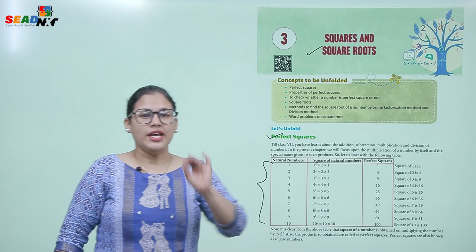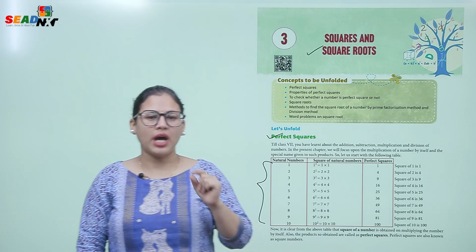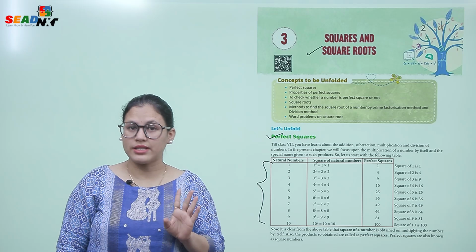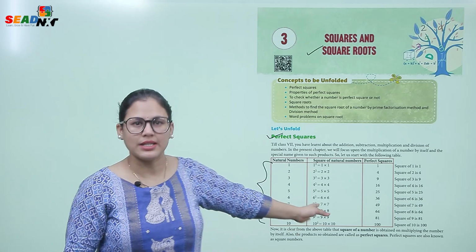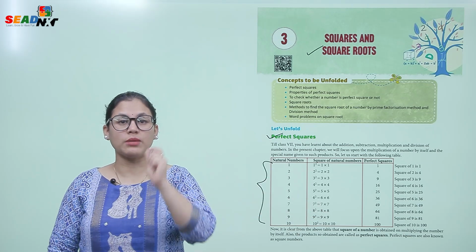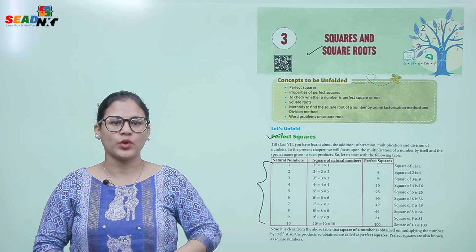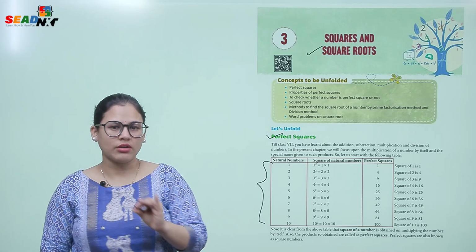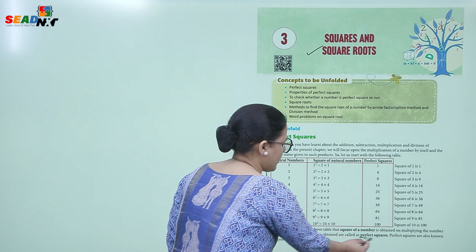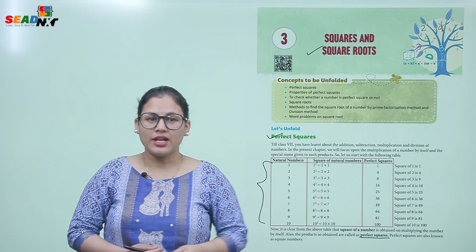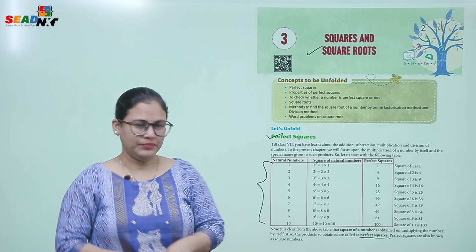Now it is clear from the above table that the square of a number is obtained on multiplying the number by itself. इस टेबल से आप अंदाजा लगा सकते हैं, ऑब्जर्व कर सकते हैं कि सेम नंबर को सेम नंबर से मल्टीप्लाई करेंगे तो उसका स्क्वायर निकलेगा, उस नंबर का स्क्वायर. Also, the products obtained are called perfect squares. Okay, these are the perfect squares, right? So perfect squares are also known as square numbers.